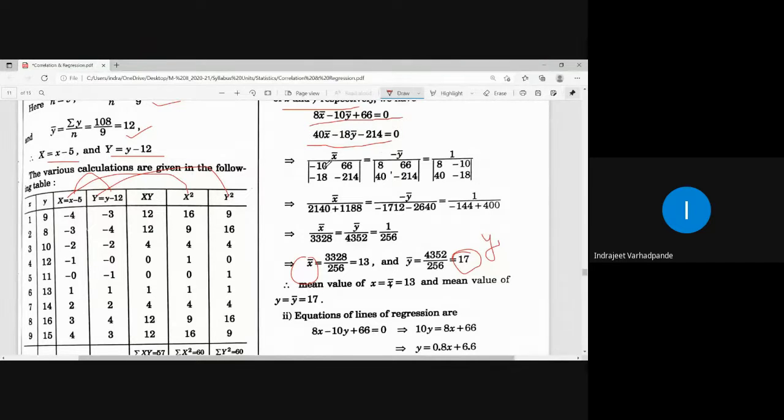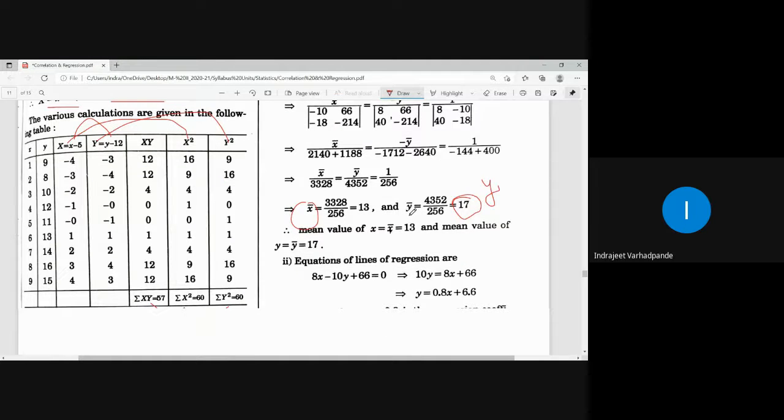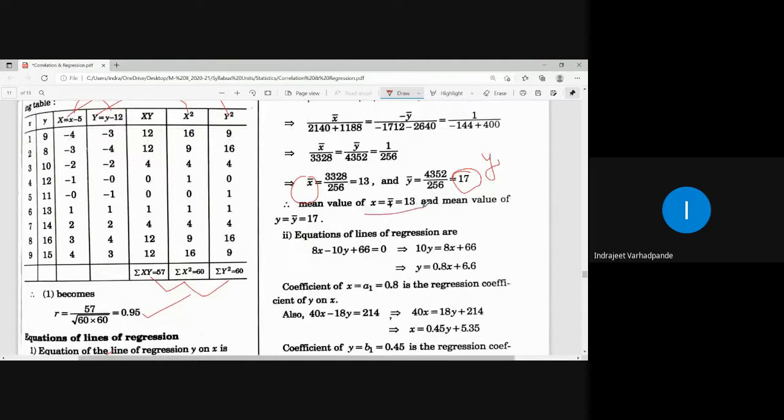So we try to find the values of x bar and y bar by using the concept that these lines of regression pass through x bar and y bar. So my first required quantities, x bar and y bar, are calculated, which are nothing but the mean values of x and y. What is the mean value of x? x bar is given by 13. The mean value y bar is given by 17.